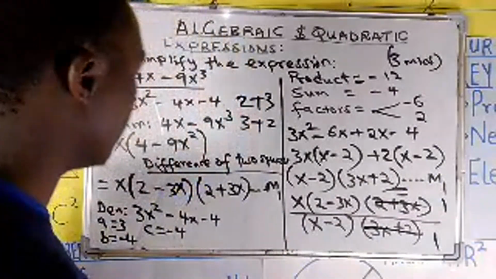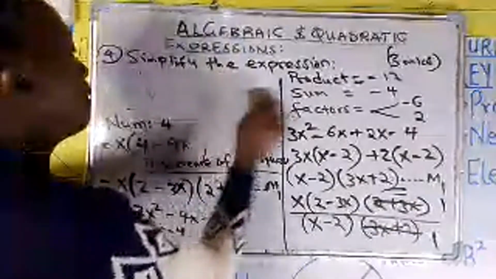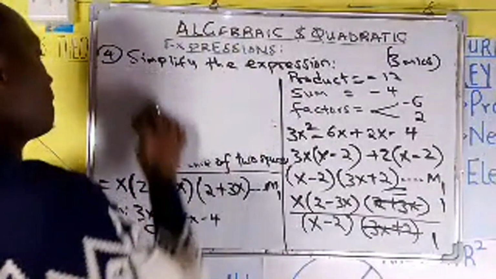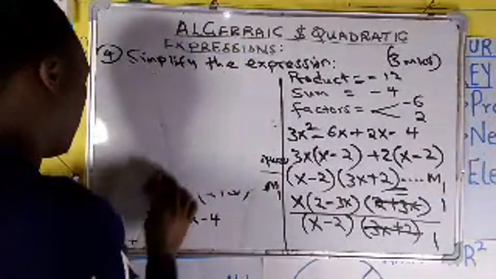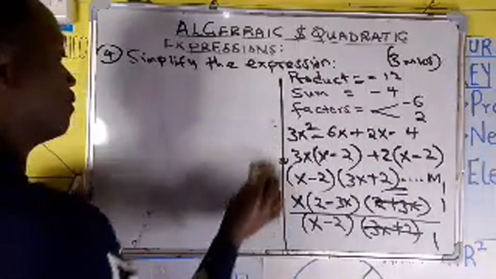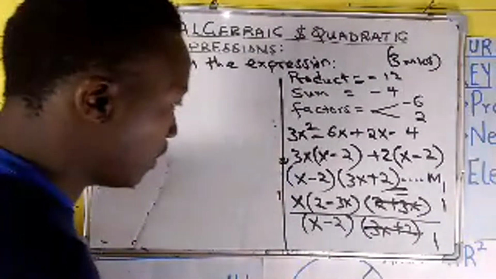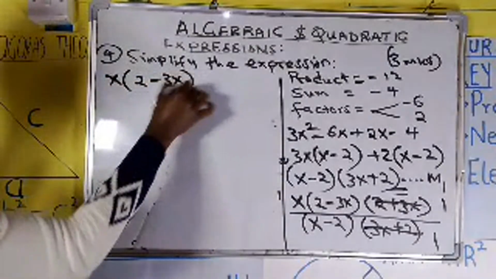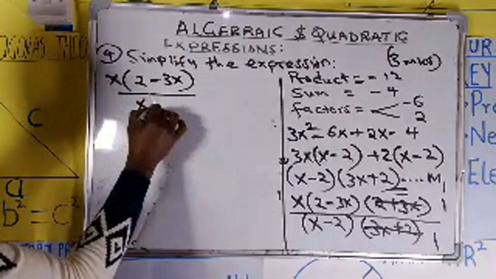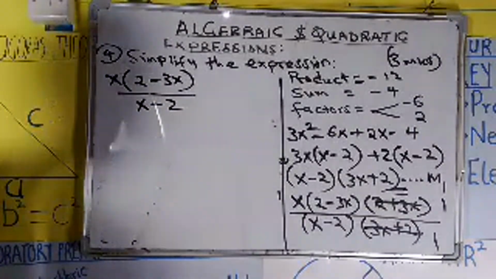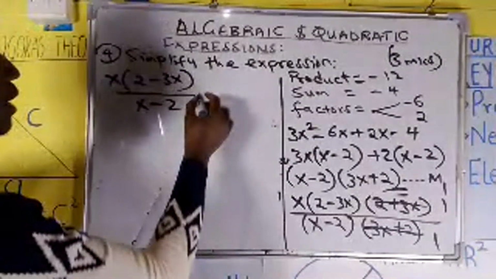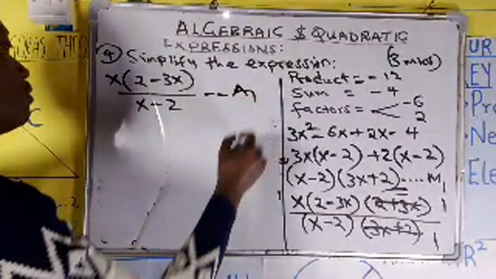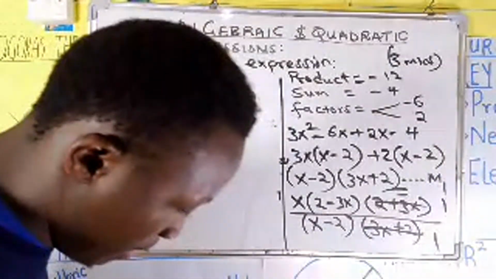And our final answer will be x into bracket 2 minus 3x over x minus 2. That is going to be our final answer. So by doing that, you get your accuracy mark, which amounts to 3.